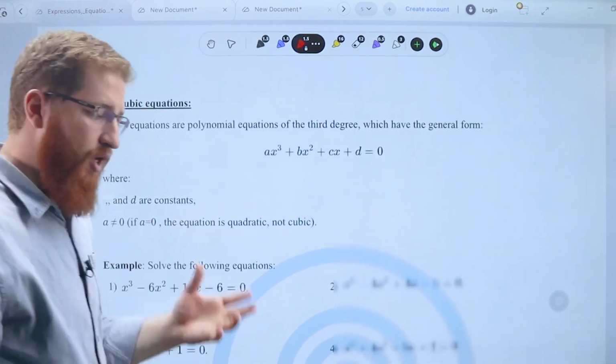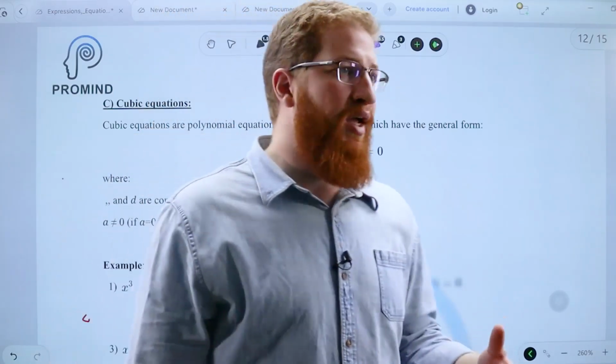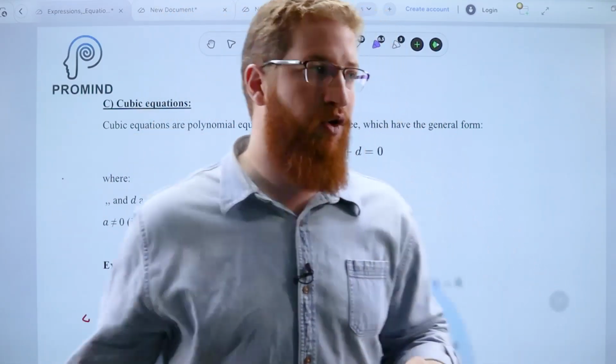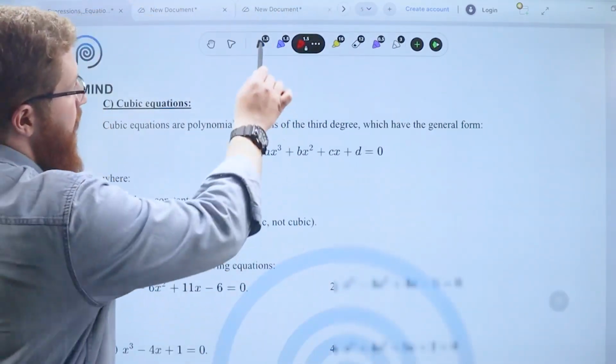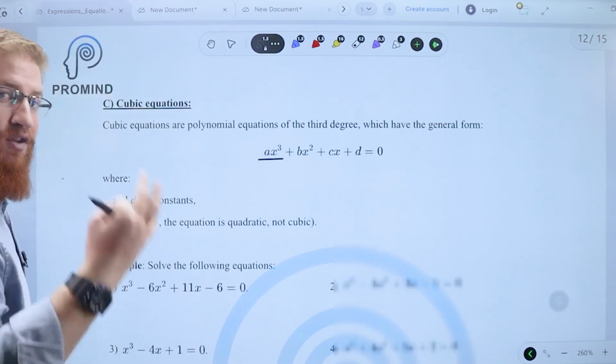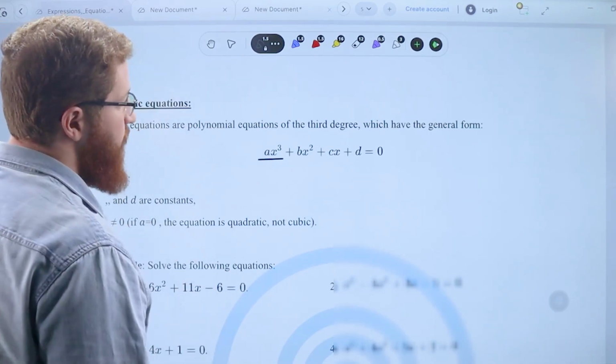Cubic equations. A cubic equation, from its name, is an equation of the third degree. What do we mean by the third degree? We mean that it has a variable that is up to the third power.